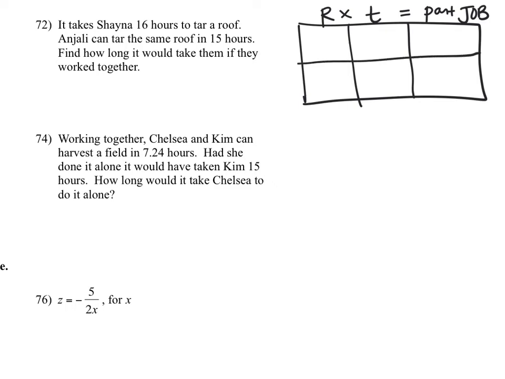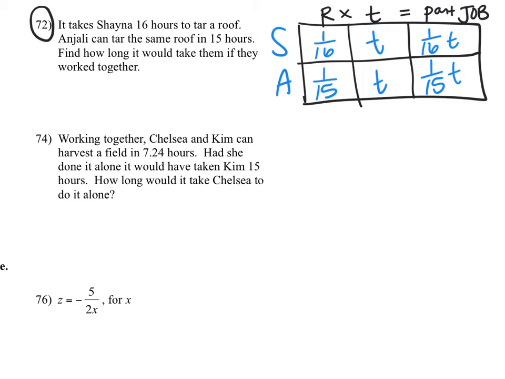Okay, so we'll start with 72. It says it takes Shayna 16 hours to tar a roof, and Anjali can tar the same roof in 15 hours. So I'm going to put an S and an A for their names, and my rate for Shayna is 1/16, and my rate for Anjali is 1/15. It says find how long it will take them if they worked together. So I don't know my time. I'm going to put T here and T here. So I have 1/16 T and 1/15 T.